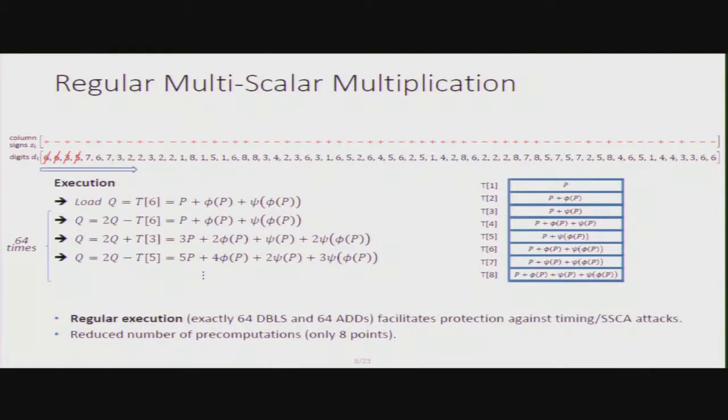That means it's a very regular execution containing exactly 64 doublings and 64 additions, and that facilitates protection against timing and simple side-channel attacks. And also, the table only contains 8 points. Naively, it would contain 16. After recoding, we can make it more efficient, only 8 points in this case. Okay, so this is, let's say, a very quick overview of the kind of computation that we need for the high-speed version of the scalar multiplication using FourQ.